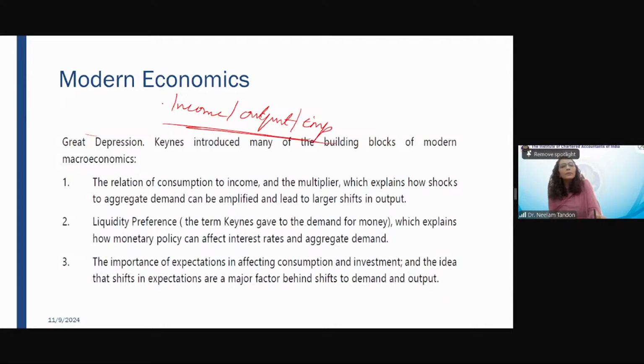Yes, if income increases, you demand more. You demand more, corporate will be producing more. Output will increase. Once corporate will produce more, that means they'll create more jobs. More jobs means more income. More income means more consumption, and this goes on. As long as this is going on, country will be progressing.